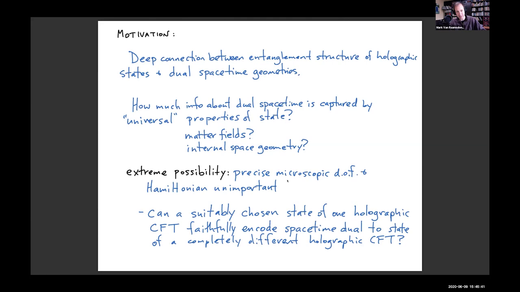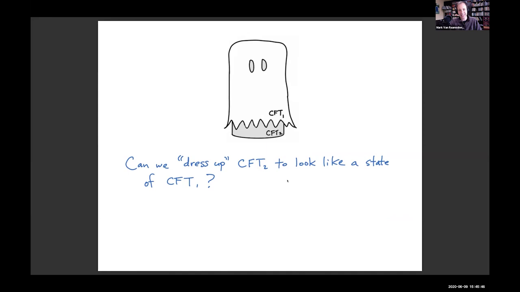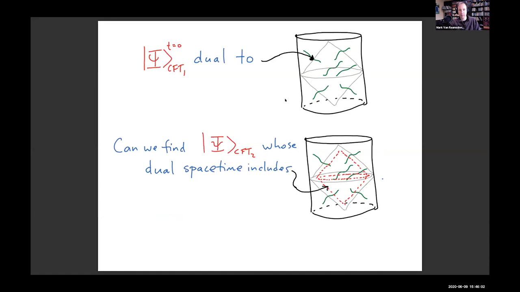And so this is the connection to the title. I want to ask the question, can we dress up CFT2 to look like some state that we've chosen of CFT1? Let me be a little bit more precise here. When I'm talking about a state of CFT1, I have in mind some particular state at some time. And given the Hamiltonian of CFT1 and this state, then we have a complete dual space-time.